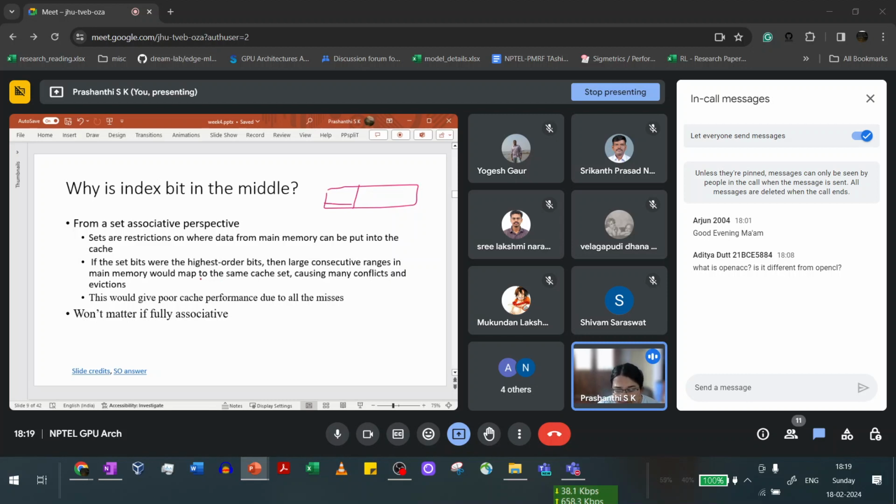When you access, for instance, consecutive elements of an array, you want your cache to give you a good hit rate, and you basically want to exploit that notion of data locality. But if you make these the highest order bits, then that would not happen. So this again might be a little subtle, might be a little difficult for you to understand.